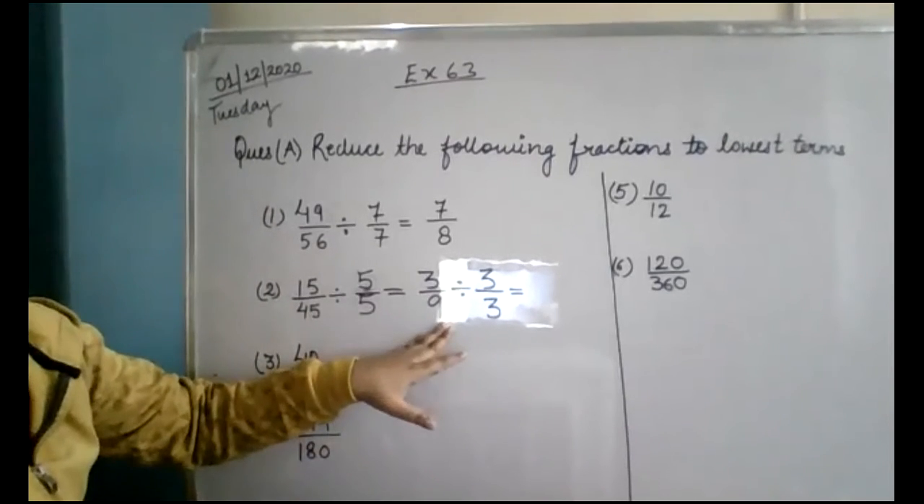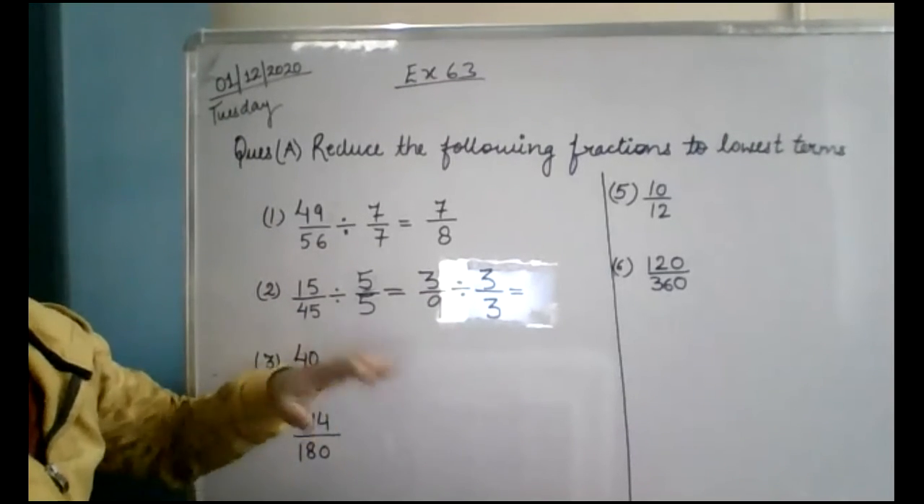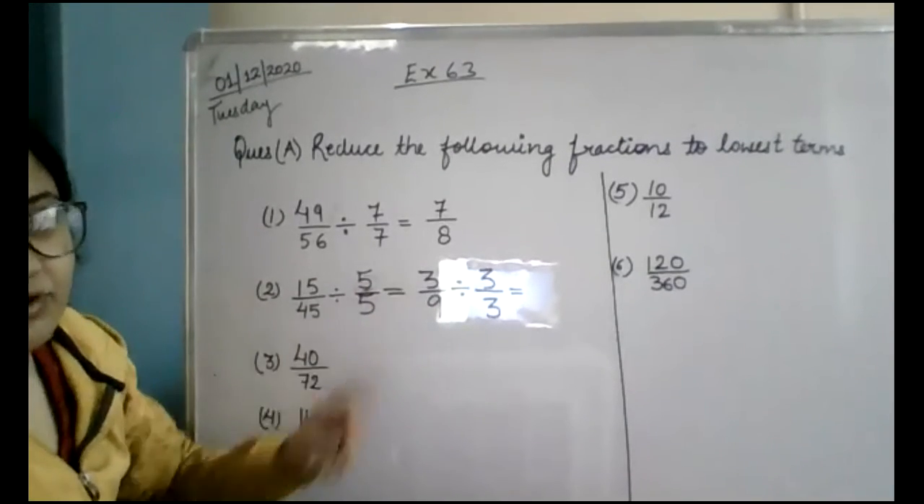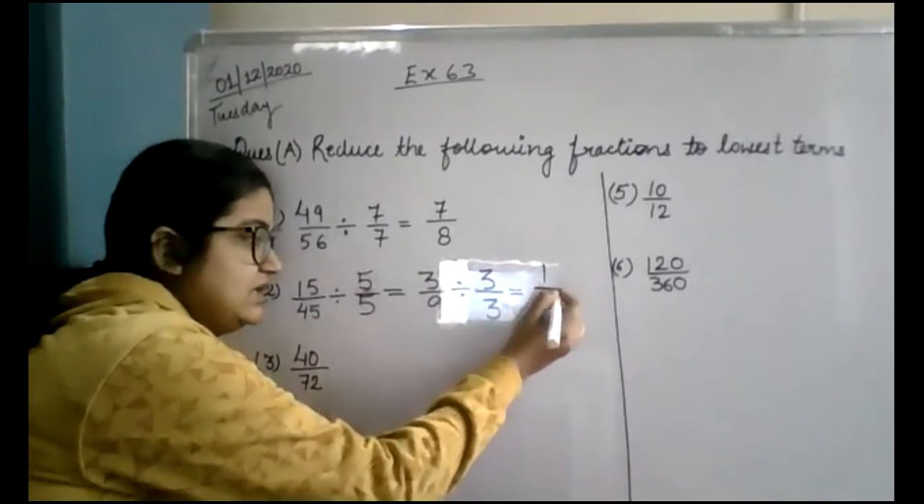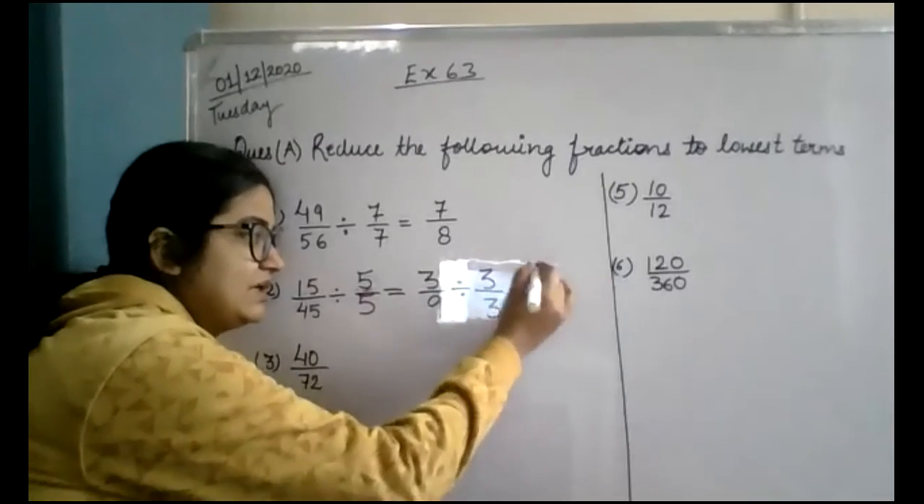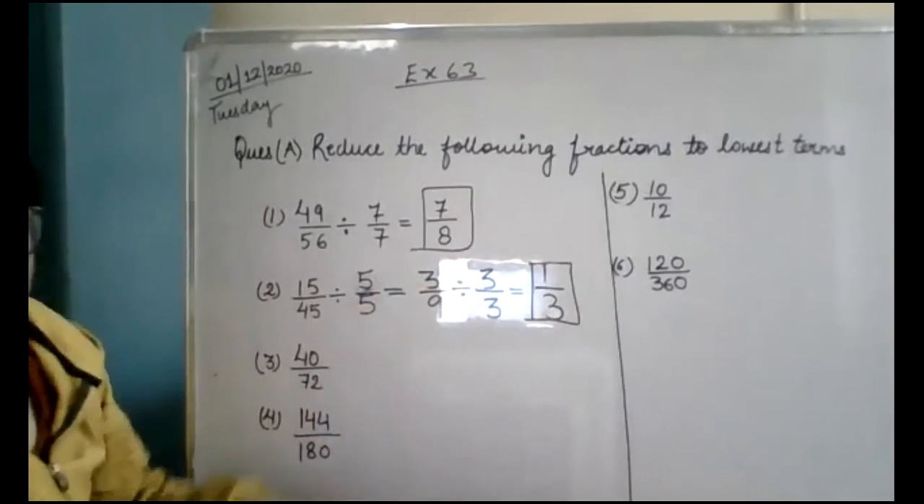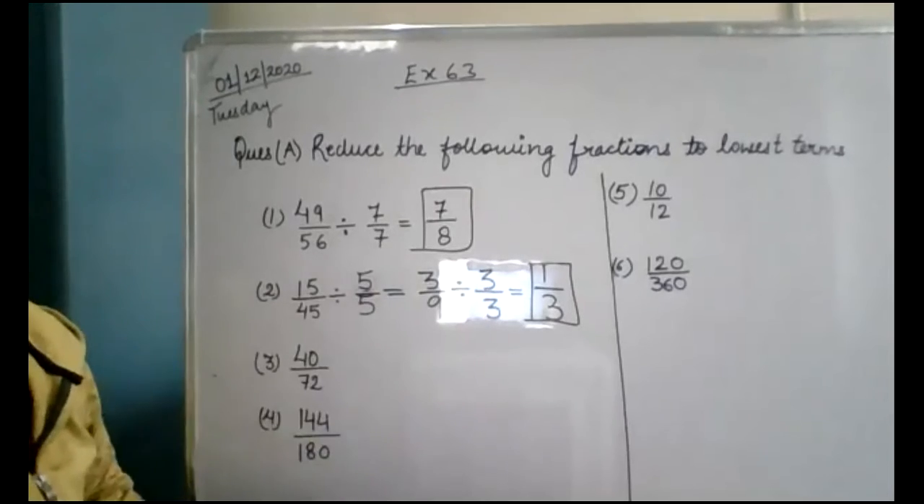Most of you left the answer here. Out of 5 students, 2 or 3 students have done this. So 3 ones are 3, and 1 upon 3 will be the ultimate answer of this one. 7 upon 8 is the only correct answer. 1 upon 3 is the only correct answer.